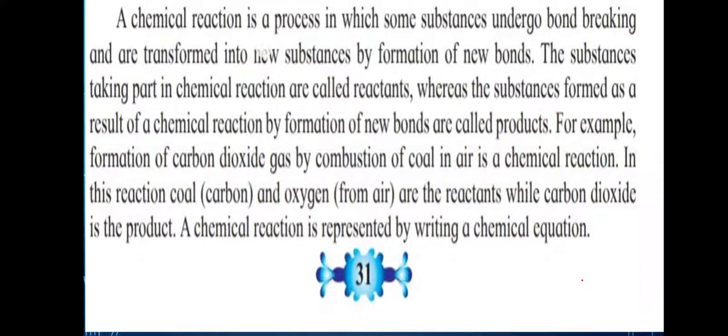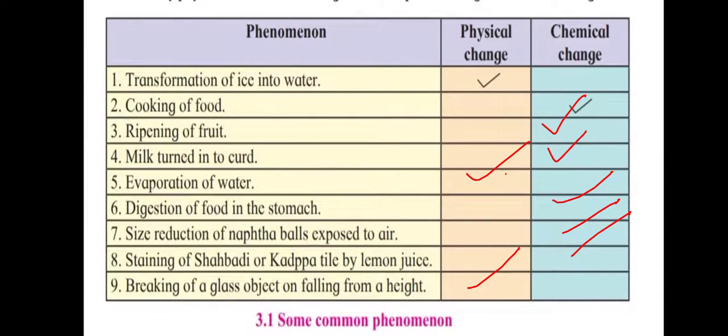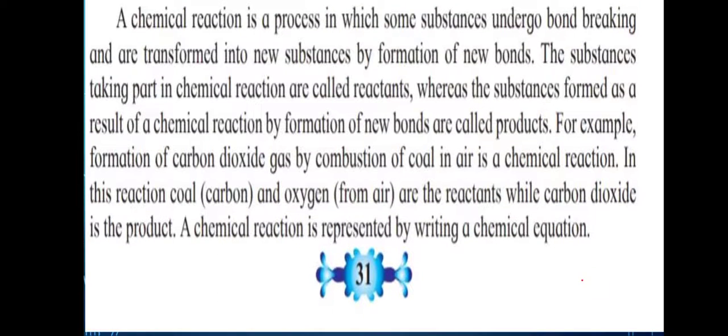A chemical reaction is a process in which some substances undergo bond breaking and are transformed into new substances by formation of new bonds. The substances taking part in a chemical reaction are called the reactants, whereas the substances formed are called the products. For example, formation of carbon dioxide gas by the combustion of coal in the air. In this one, carbon and oxygen react. The carbon and oxygen are the reactants and carbon dioxide is the product.